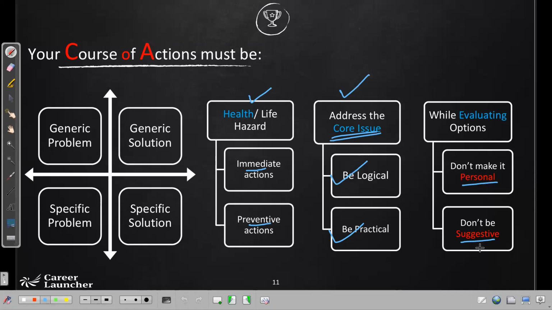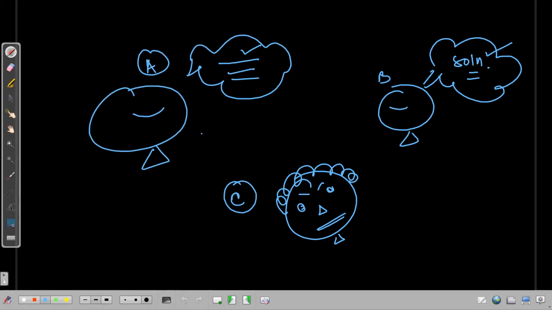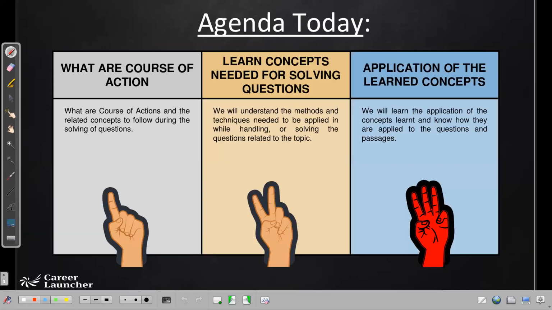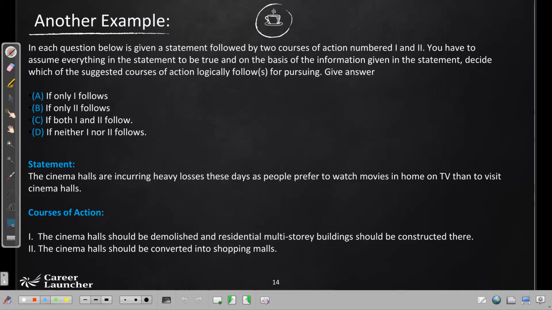Don't make suggestions, for example, "you have a better solution, therefore these options are wrong" or "this is a bad choice." You just have to see whether the option given logically addresses the core problem and resolves it, rather than creating a bigger problem. This chapter is, believe me, very easy. There is no need to revise it. Just keep these few concepts in mind, and let's look at general questions of the application.